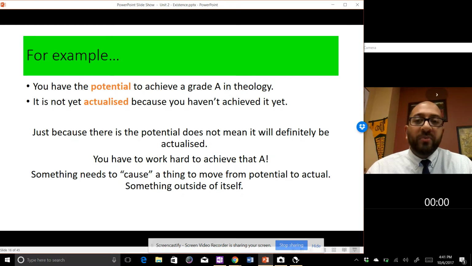You have to work hard for it. Something needs to cause a thing to move from potential to actual, something outside of itself. So for you to move from potential to actual, you have to study. So you need books. You have to have motivation. You have to have proper resources, right? You have to have food and clothing and shelter and all of that for you to move from potential to actual.